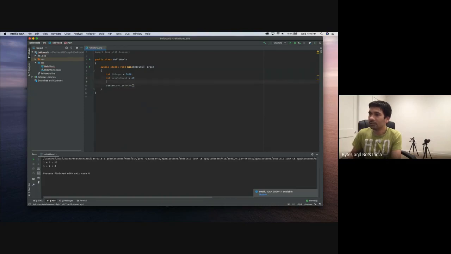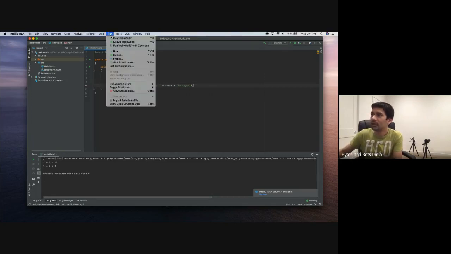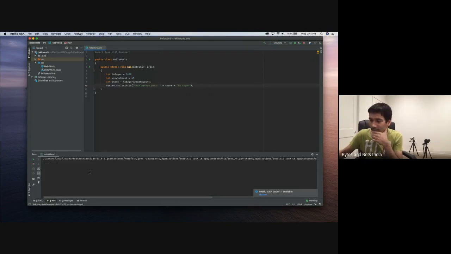System.out.println. Let me introduce one more int, share, is equal to lb sugar divided by people count. So each one gets that much of a share. Each person gets that much lb sugar. Then let's run it and see what happens. So each one gets 54 lb sugar.